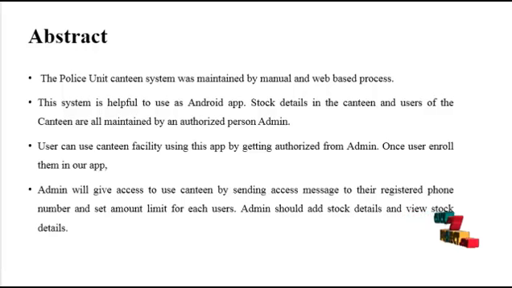Admin can add stock details and view stock details. And also the user can view their remaining balance. Once they purchase any product, the balance amount assigned to their account will be reduced. These limits will be set according to the rank of every police department section. Based on this the amount limit is set, and the user can view the balance details, and the admin can view the purchase history of each user.